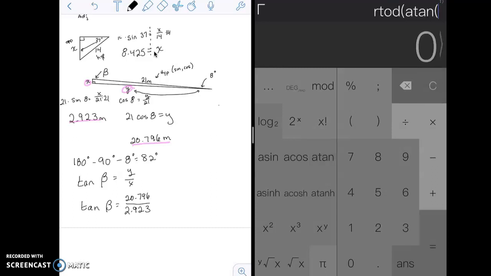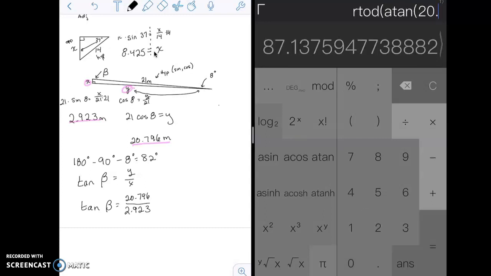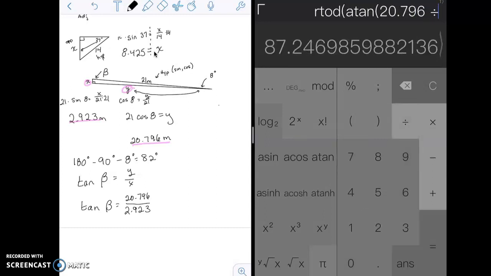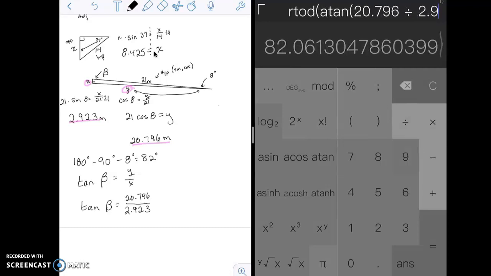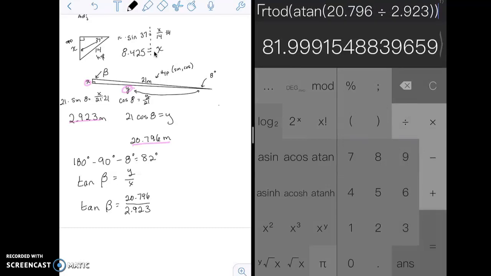and remember, I'm just going to type in the numbers I have. I don't need to estimate first and then type them in. And the answer is 81.999, or approximately 82 degrees. Guess what? That's pretty darn awesome.